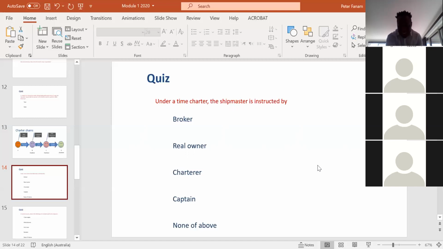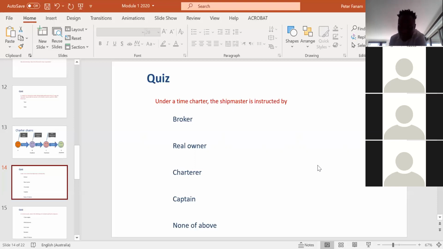Yeah. So the correct answer is a charterer. So the charterer, because under the time charter, the charterer hired the vessel for a period of time, and he takes control of the commercial responsibility of the vessel. So he directs, as you mentioned, that's true. He directs the vessel where it should go, which cargo it should load, which port it should go. So he is now giving instruction to the shipmaster.